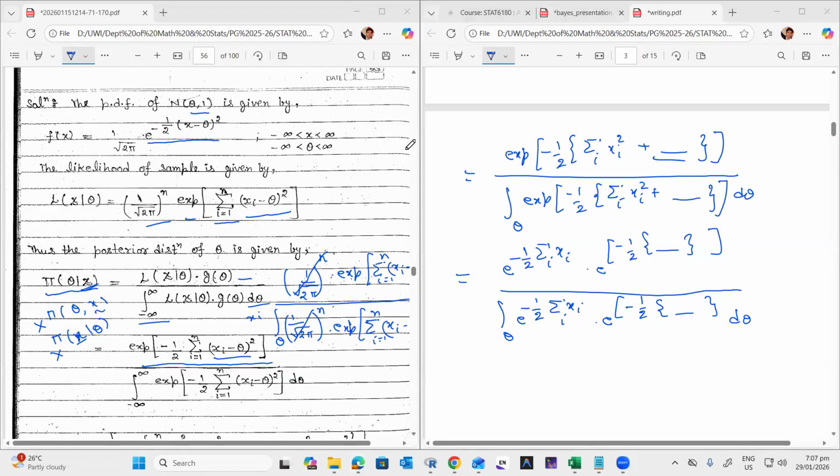Right. So if I am writing this one and applying the integration over the range of theta, the integral is with respect to theta. So e raised to the power minus 1 by 2 summation xi, can I write it outside the integral or not? Yes, if I can write it outside the integral, then at that time I can cancel it out, or not.